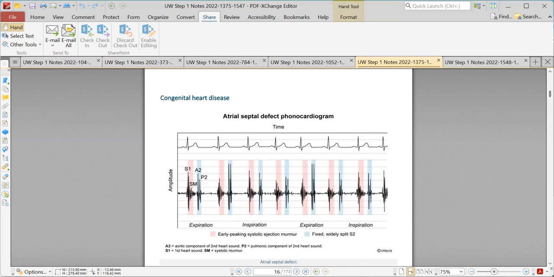So in congenital atrial septal defect, in ASD, what will happen? There is a fixed wide split of the S2. S2 is a wide fixed split. So you can see that the split is there, but it is going to be constant. It's not increasing all the time.